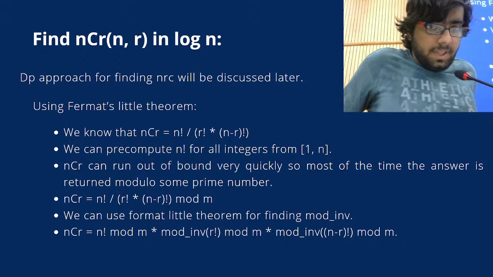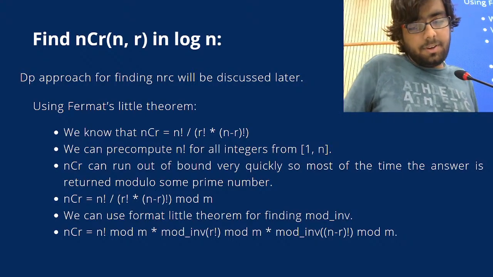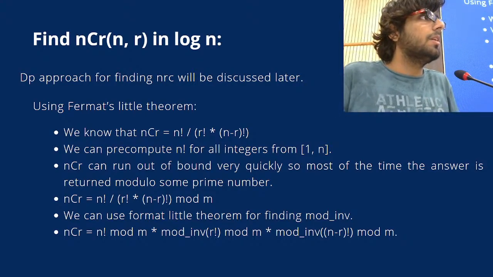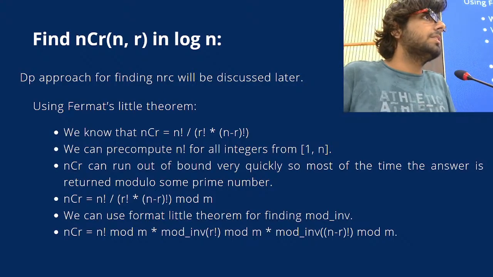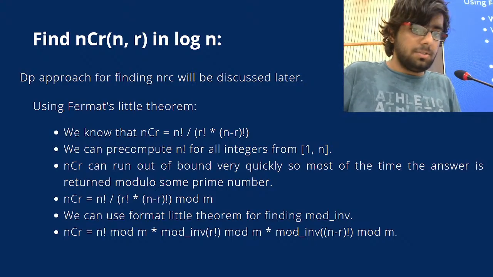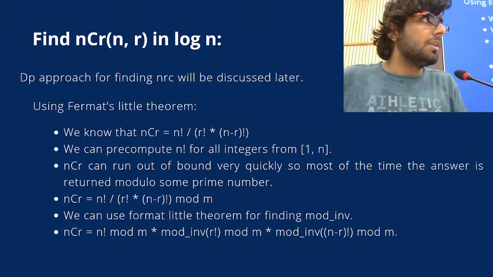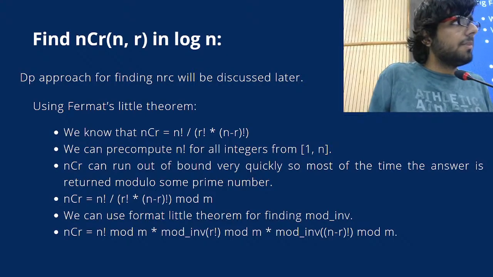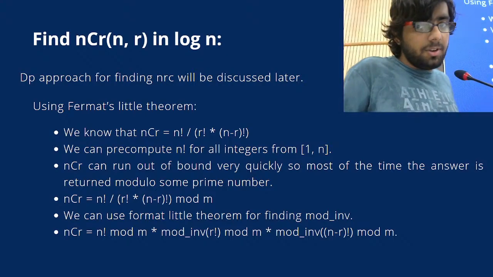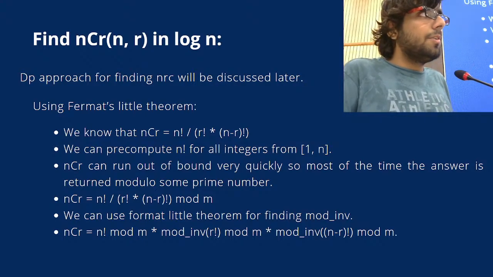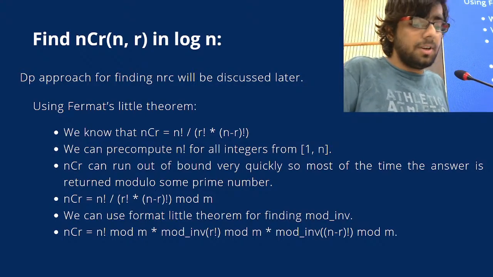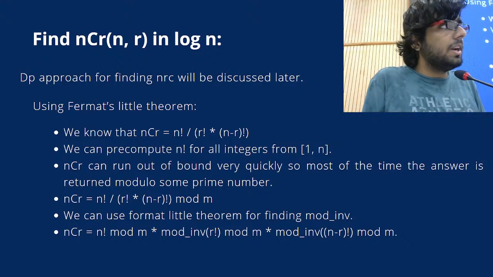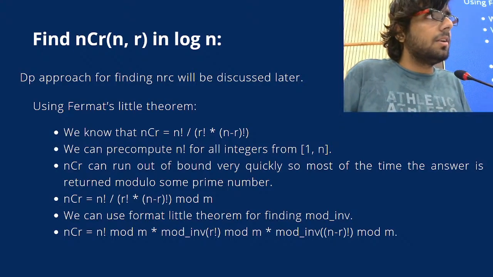So nCr निकालने के लिए what we do is we pre-compute all the factorials from 1 to n, let's say. We have given the range of n. N is, let's say, from 10 power 5 till. So we pre-compute the factorials from 1 to n. And now we know nCr equals n factorial by r factorial n minus r factorial. So we just take the value of n factorial from the array we have stored, and we compute the inverse of r factorial and n minus r factorial and multiply it with that.